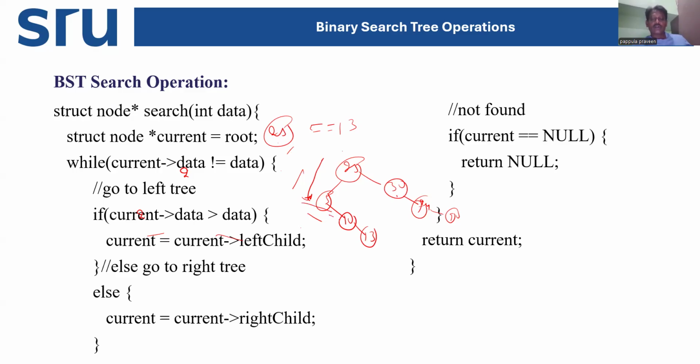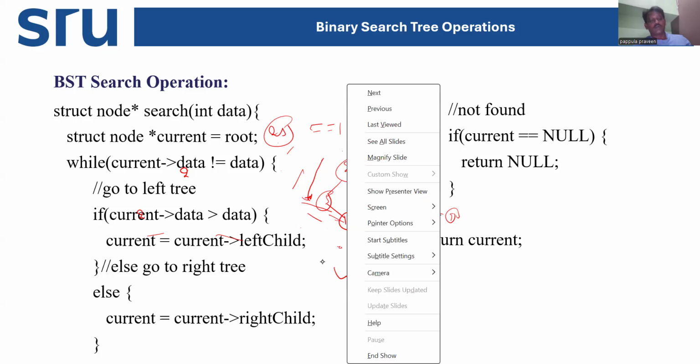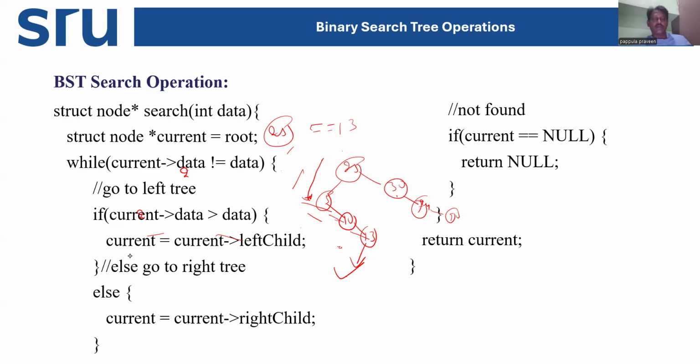Current equals current right. Okay, now 10. 13 is greater than 10, yes. Again we move to the right side. Now current data is 13, and our data is 13. 13 equal to 13, yes. This is satisfied. If current equals null, for example if there are no elements in your root node, then it will return a null value. So this is the search operation in a binary search tree.